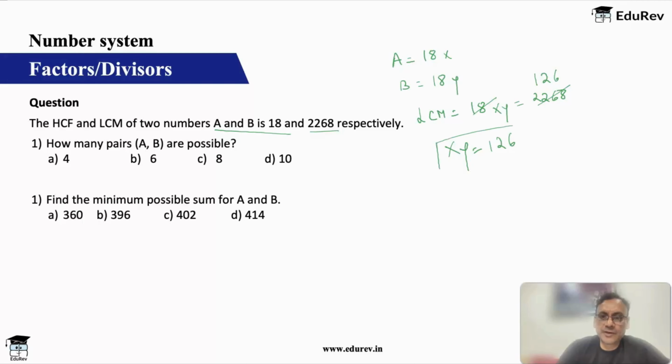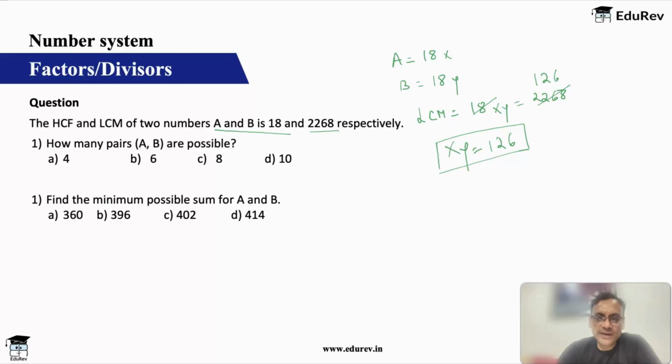Okay. And if you remember, we had discussed that x and y should be co-primes. X and y should be co-primes. Okay. So this boils down to the same question, that 126 has to be broken into two factors such that they are co-prime, and that's where this concept applies. Okay. So these factors will be applicable in so many different questions.